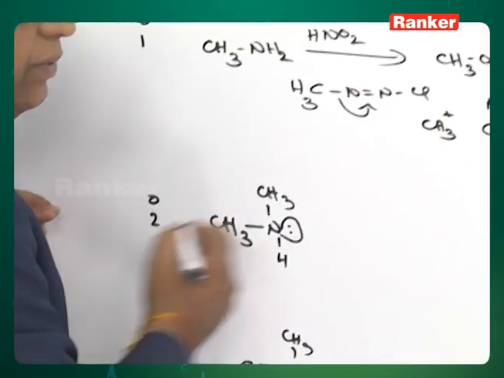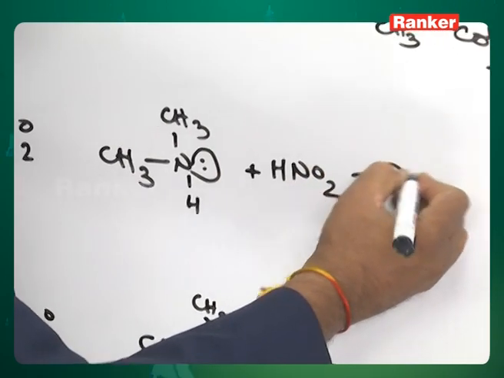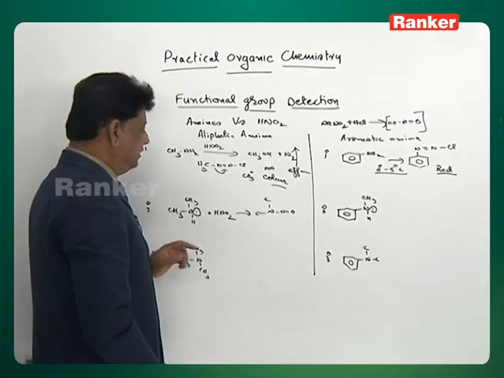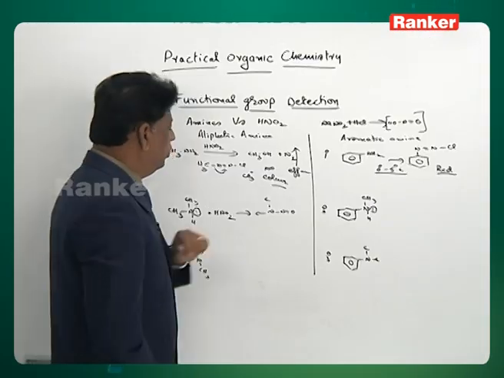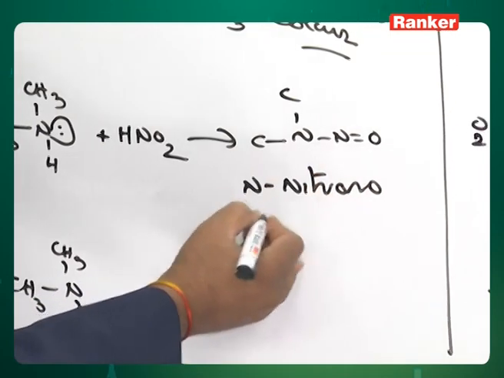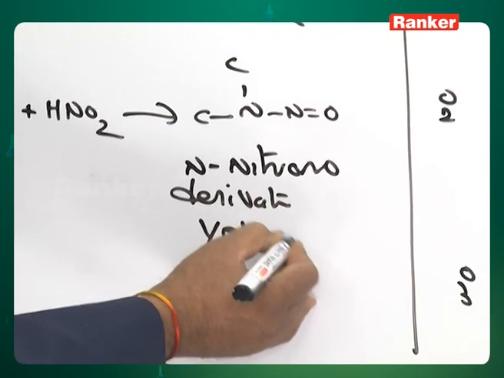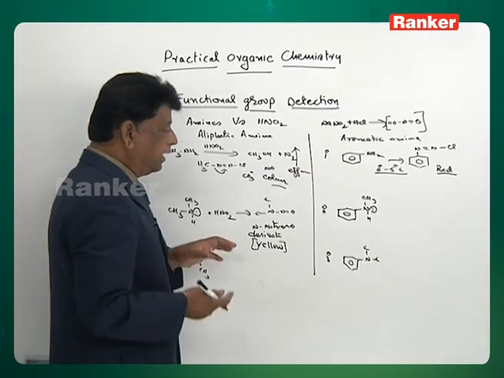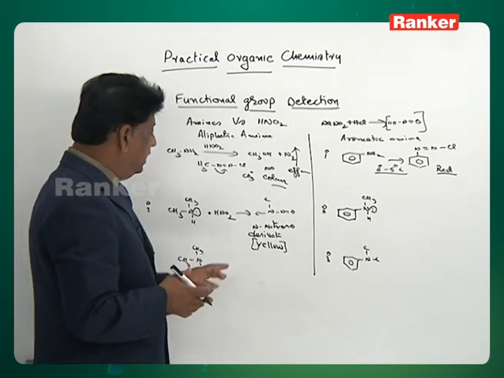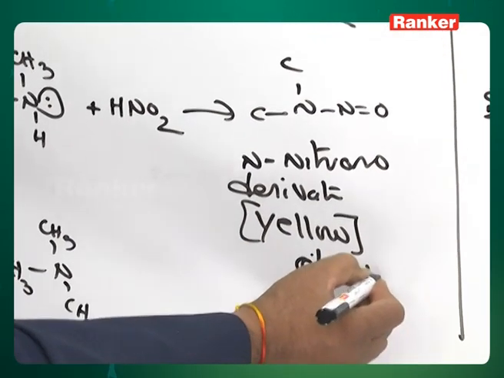Now the 2 degree, when you add nitrous acid HNO2, both give the same reaction, and on the N, NO will come. The hydrogen is replaced by the NO group. This is called N-nitroso derivative. These derivatives are yellow in color. Now we are interested in the practical approach, not the theoretical reaction. However, theory background is needed, but what color will you get? Yellow color. An oily liquid is formed.